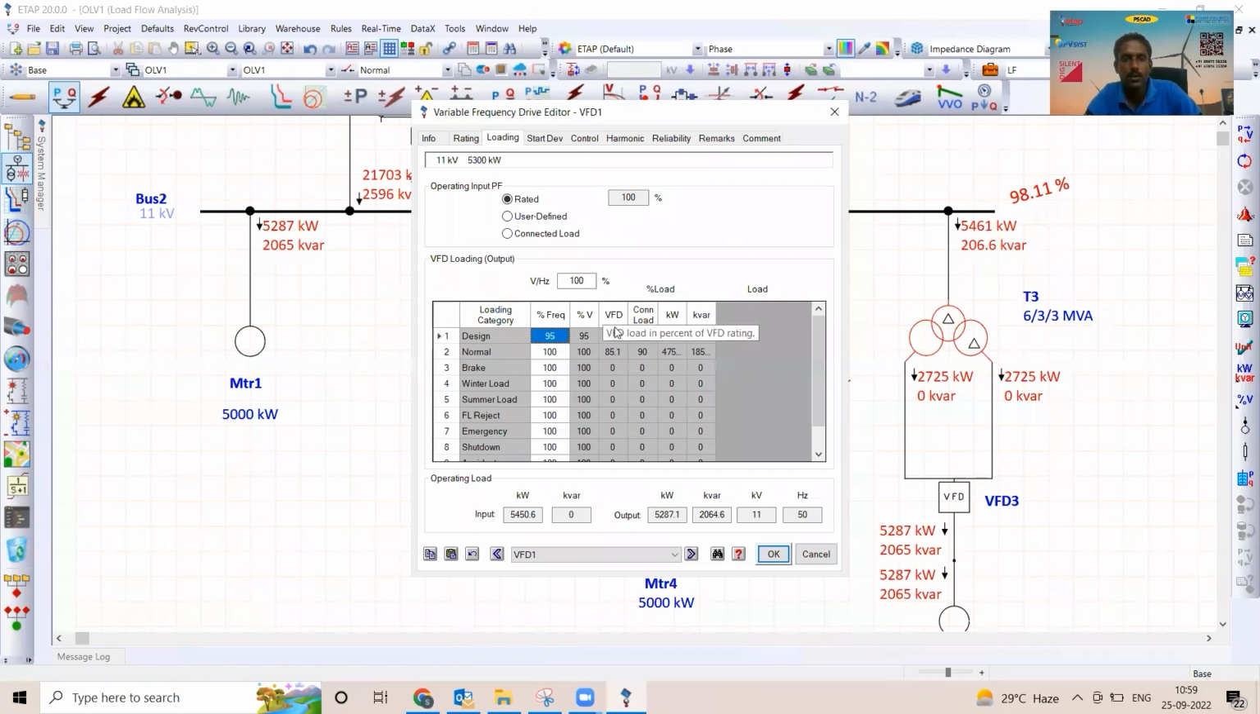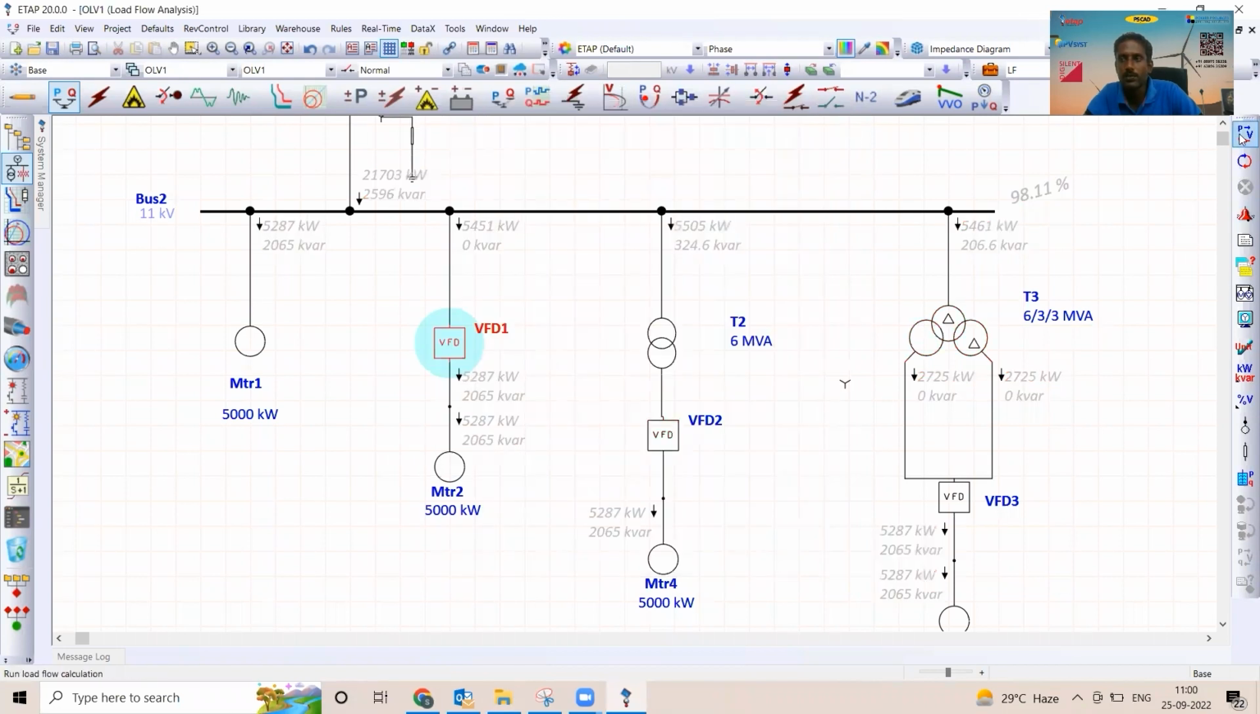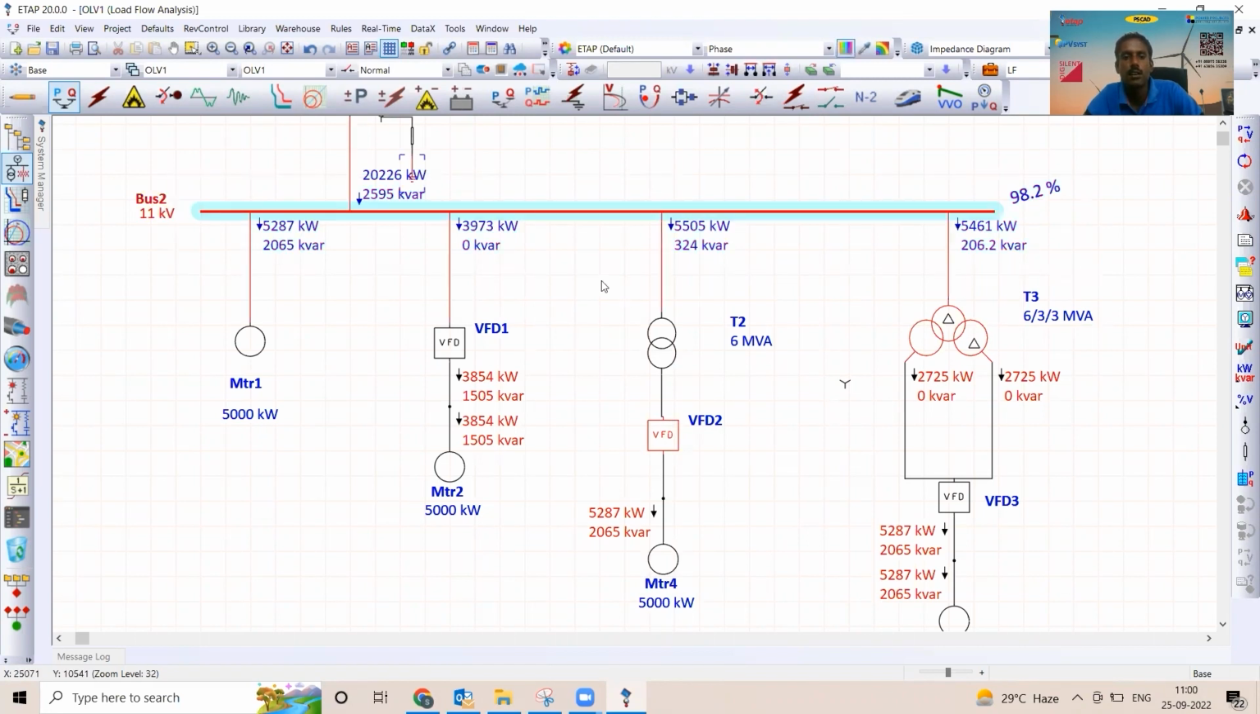You can see here what happens if I reduce the frequency from 100% to 95%. You can look at what the connected load is in percentage. If I just reduce the frequency from 50 Hertz to 45 Hertz, you can see the change in the power consumption. So is it making sense? Definitely it makes sense on the power consumption, but this is truly applicable where the load is not constant and keeps changing with respect to frequency.